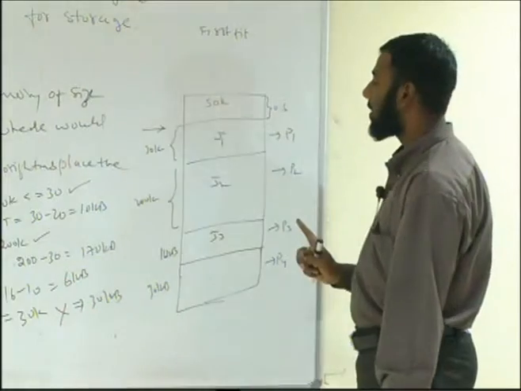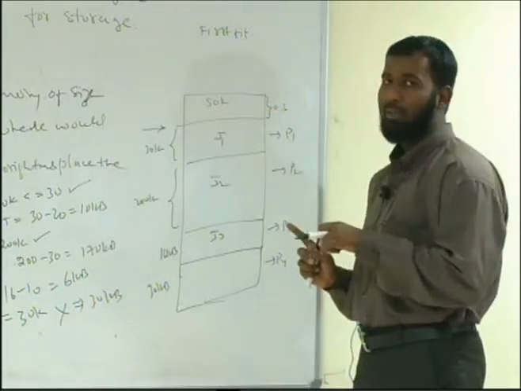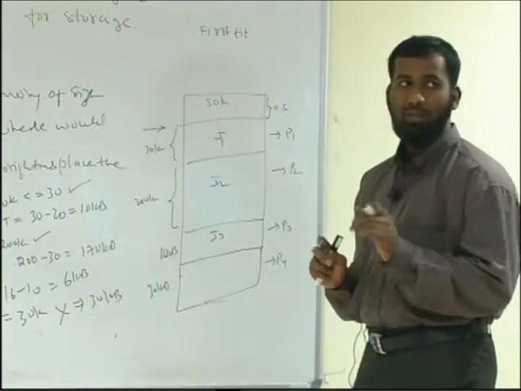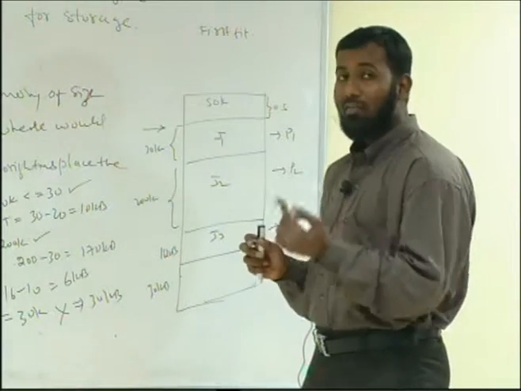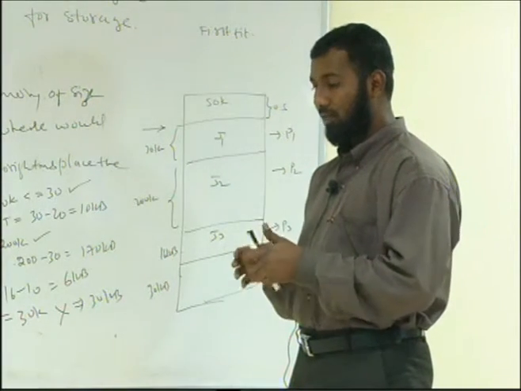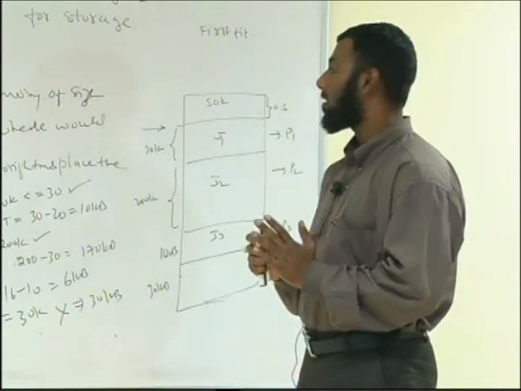So using the first fit algorithm, I was able to accommodate only 3 processes in memory, and the degree of multiprogramming is only 3. Now we'll look at another algorithm and see whether changing the algorithm affects the degree of multiprogramming or not.